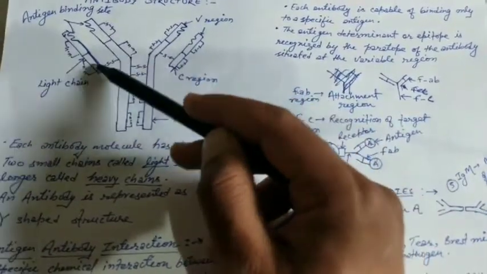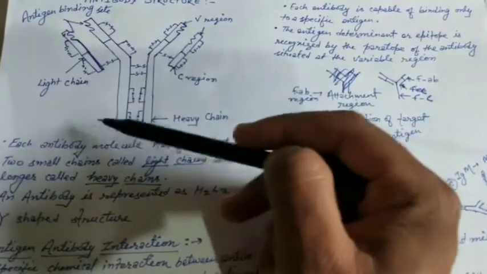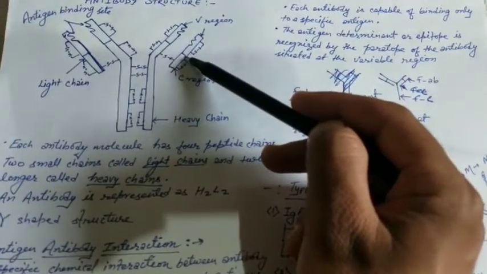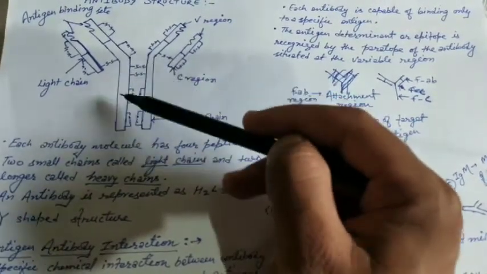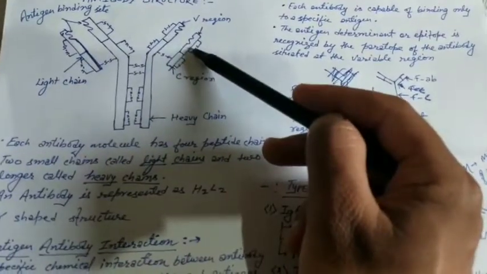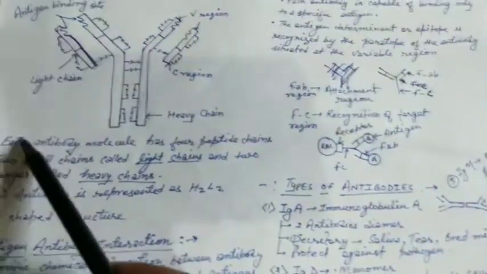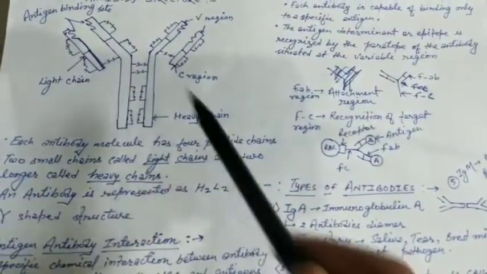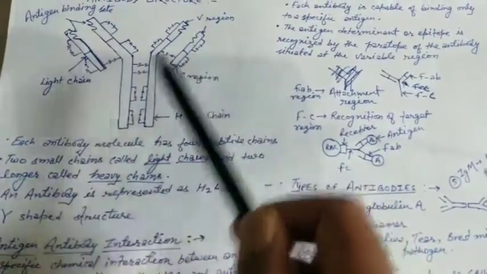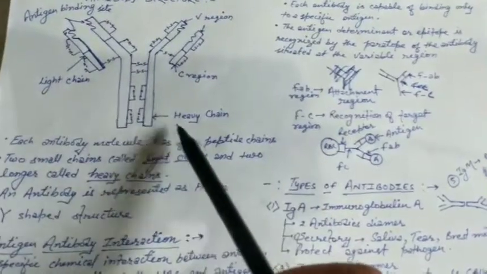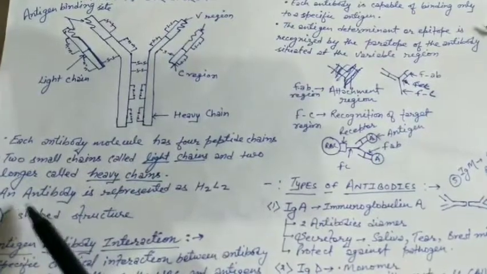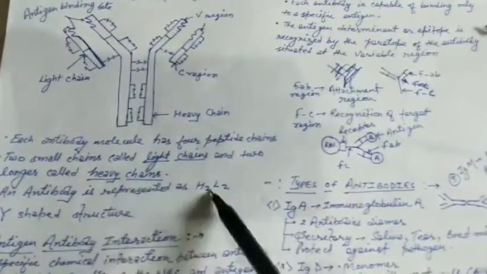So there are 1, 2, 3, 4 chains, in which 2 chains are longer and 2 chains are smaller in size. The longer chains are known as heavy chains, while the smaller chains are known as light chains. So each antibody molecule has 4 peptide chains, in which 2 small chains are light chains, while the 2 large chains are heavy chains. So that an antibody is represented as H2L2.